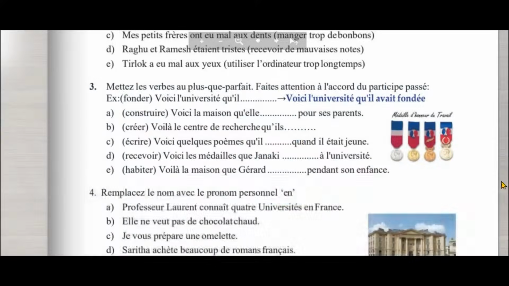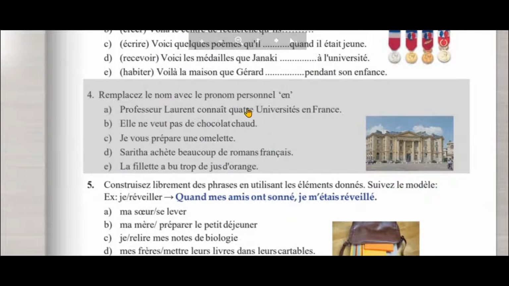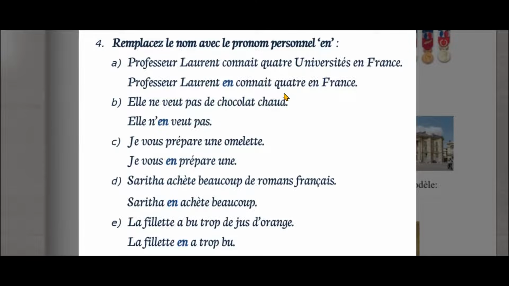All right, so let's move on to the next exercise, which is: replace the noun with the personal pronoun EN. Here it says Professor Laurent knows 4 universities in France. So there is a number here. Whenever you're using the pronoun EN with a number, you should know that you also have to retain the number. So look at the first answer. You put en before the verb. Here connaît is the verb. And when there's a number, please retain the number. In this case, 4. And then you're removing the noun. Universities will be removed, followed by the remaining sentence.